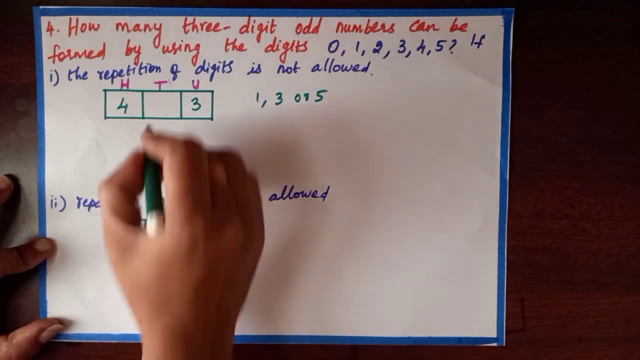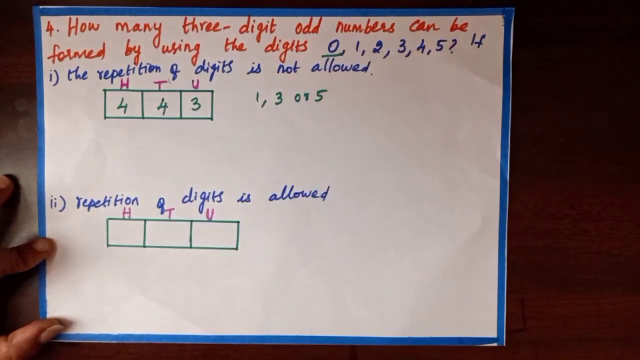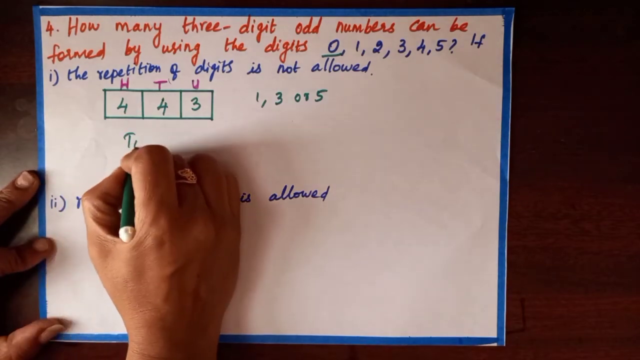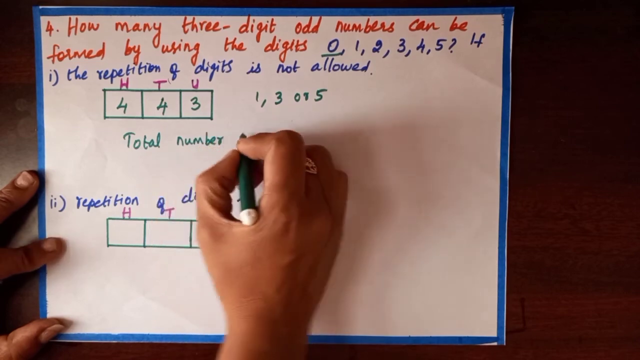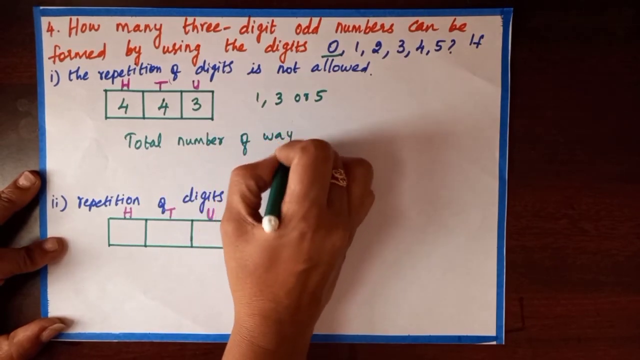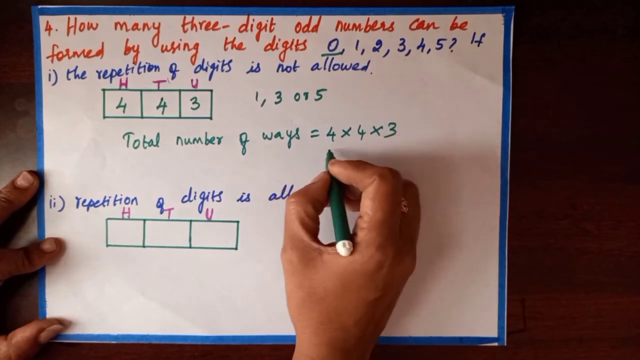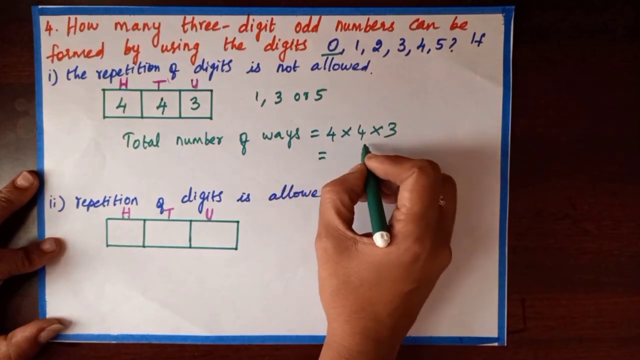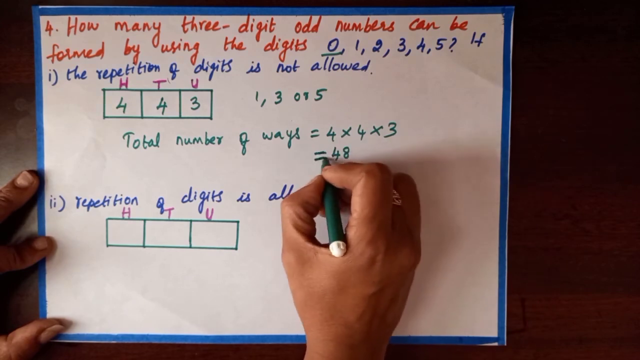Tens place can be filled in 4 ways, including 0. So, total number of ways is equal to 4 into 4 into 3. 4 4s are 16. 16 into 3 is 48.